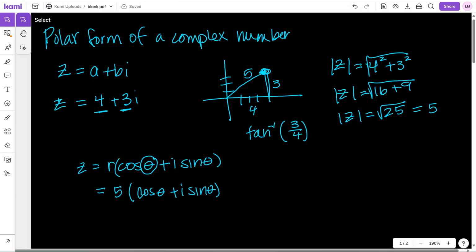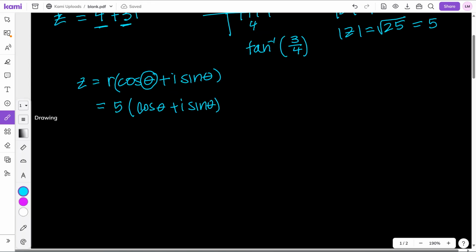All right, let's go the other way with it. Oh, by the way, they will abbreviate this. Sometimes you'll see it, I just want you to see this, r CIS theta. So they'll abbreviate this inside part as CIS, which means cosine theta plus i sine theta.